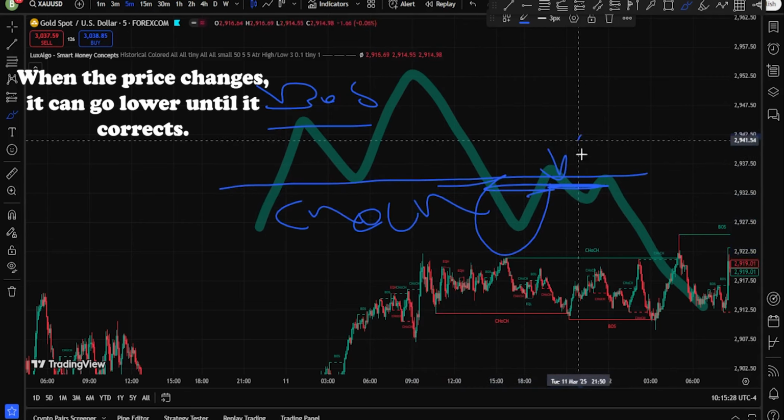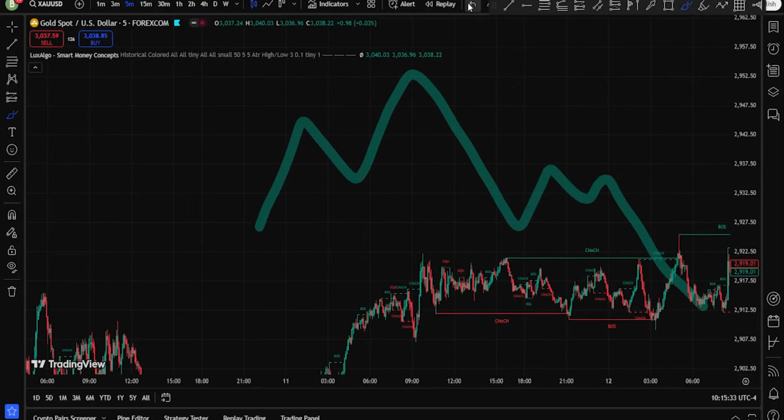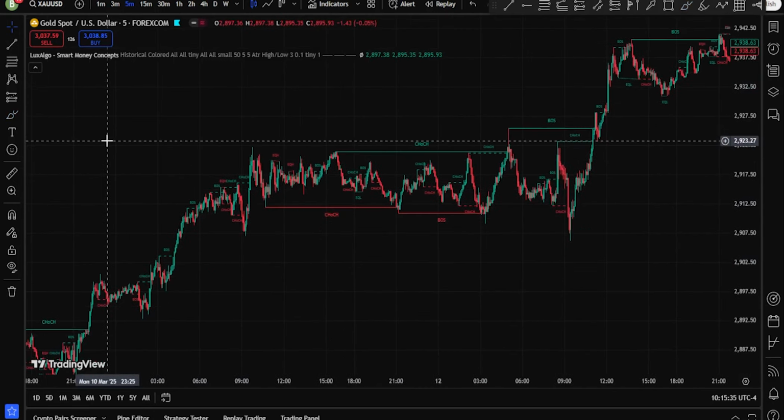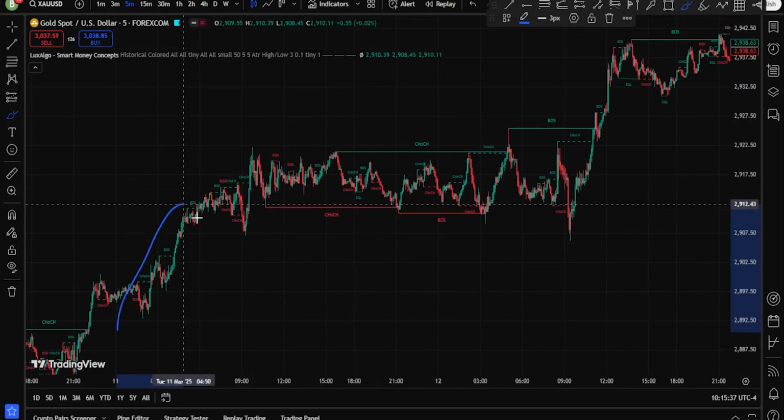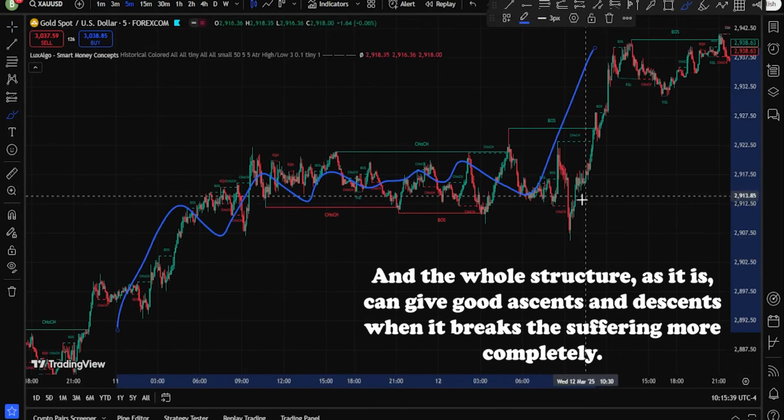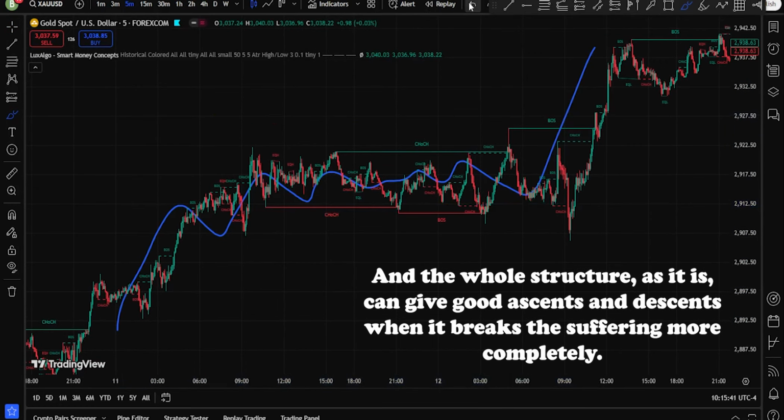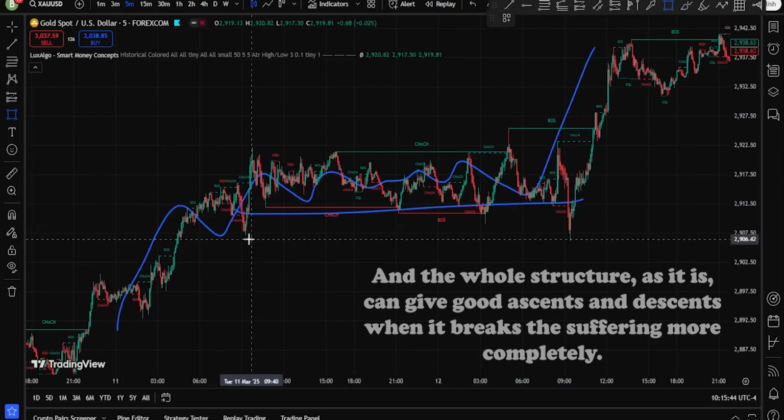Key components of the strategy: 1. Market structure shift, MSS. Lux Algo highlights breaks in structure, helping identify trend reversals or continuations. 2. Order blocks. These are institutional zones where price is likely to react. Lux Algo marks these automatically.